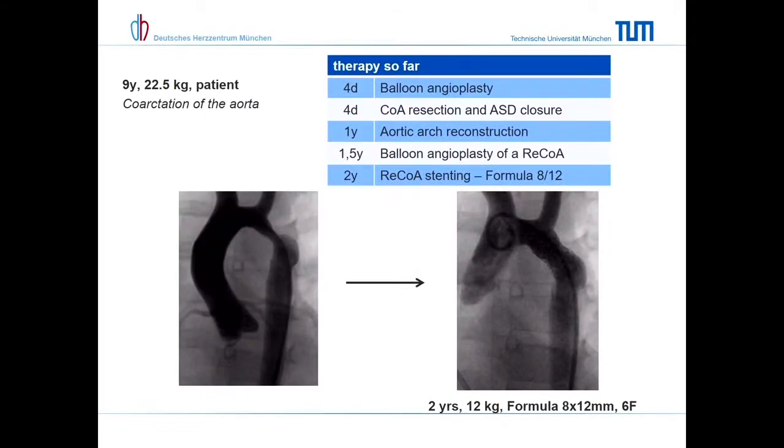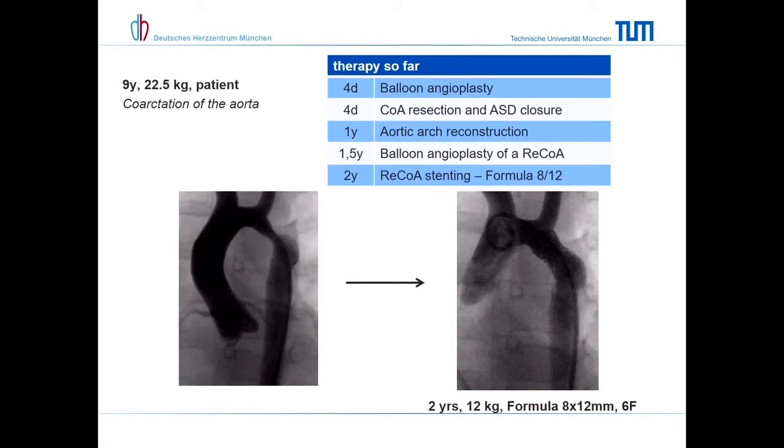Next slide. And this is a 9-year-old, very nice girl. She had been treated 2 times surgically and 3 times interventionally. At the last intervention, a formula stent was implanted. You see the weight there. At that time, she had 12 kilograms, and now she has almost doubled.